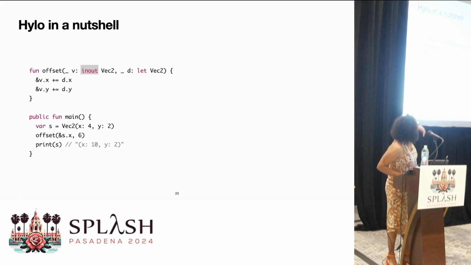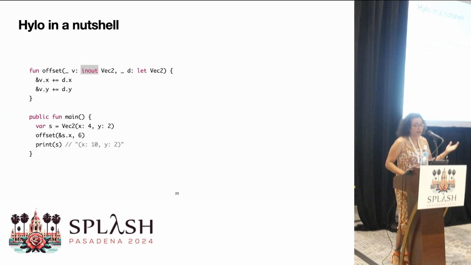So to give a parameter to offset, here I need to make sure that it is unique, and then offset can pretend that it's a unique value on which it has ownership, at least for the time of its execution.